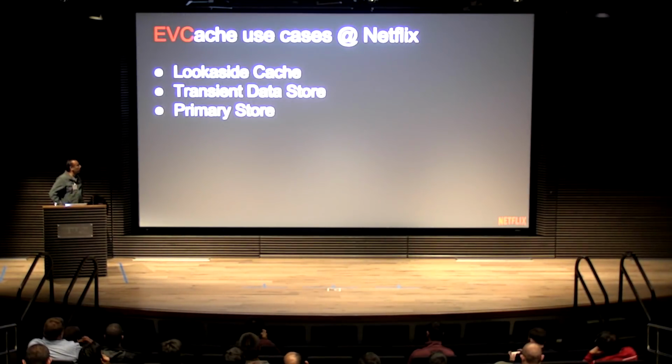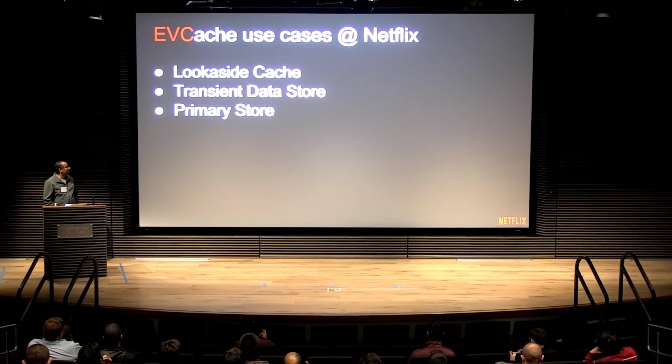Now, what are some of the use cases of EVCache at Netflix? We use EVCache for look-aside caches, EVCache as a transient data store, and primarily as a data store itself. So let's look in detail at what each of these use cases means.